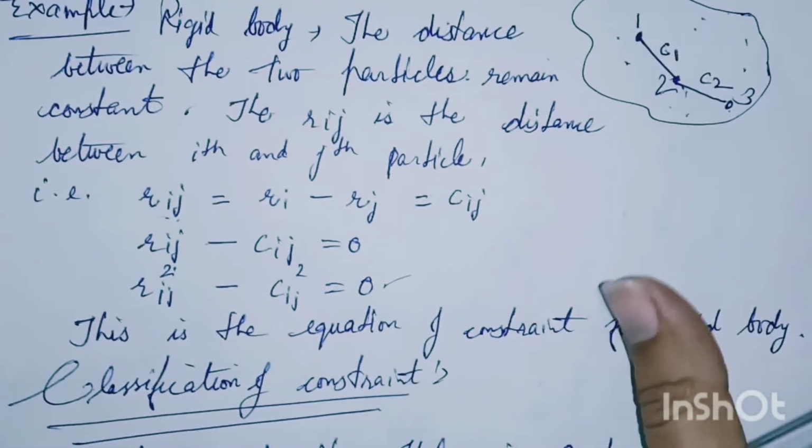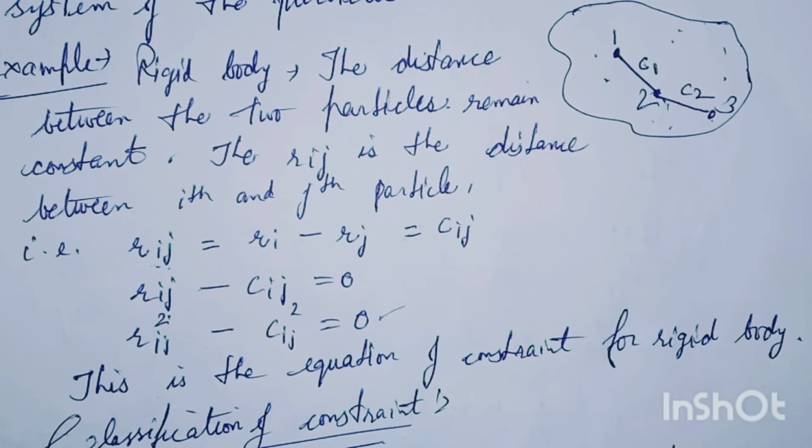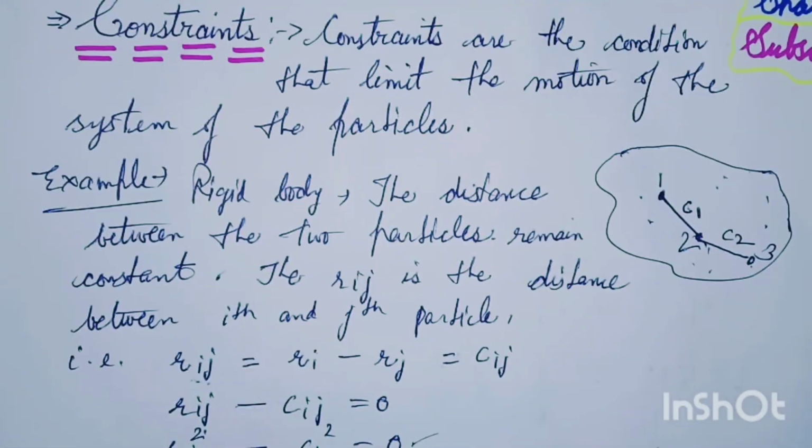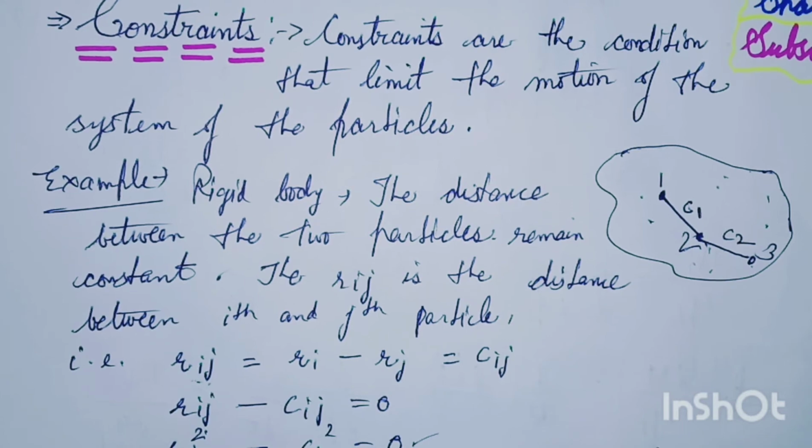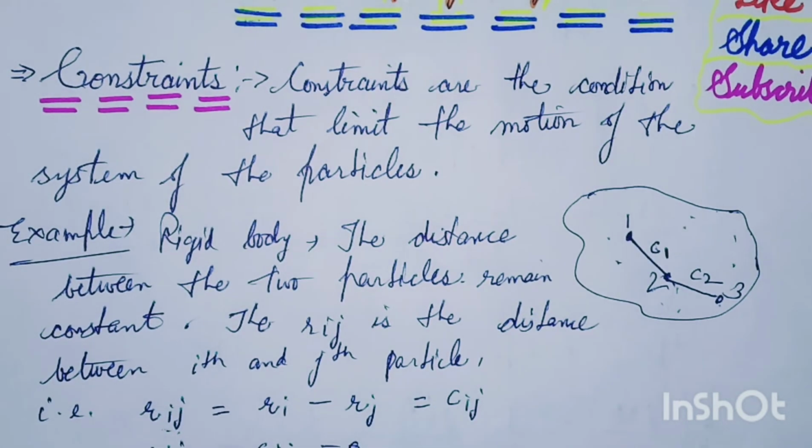So this is our total topic of constraint, in which first we write its definition, then we explain its types. So we revise it all once again. What are constraints? Constraints are conditions that limit the motion of a system of particles. That means whatever controls the system of particles involved is called a constraint.